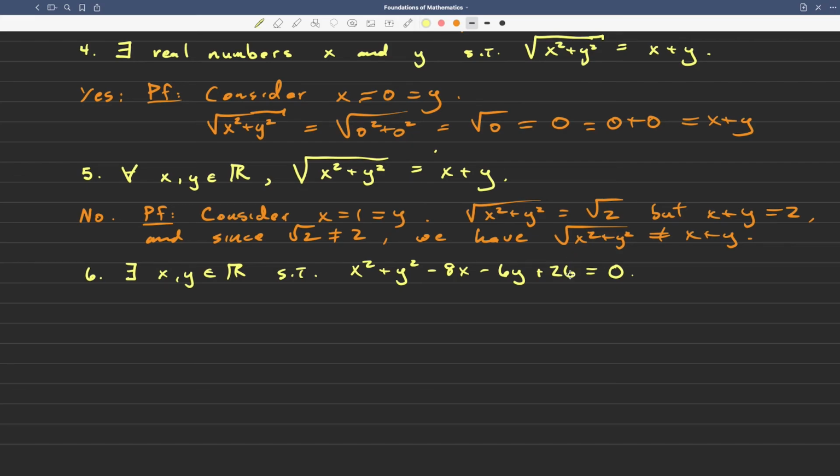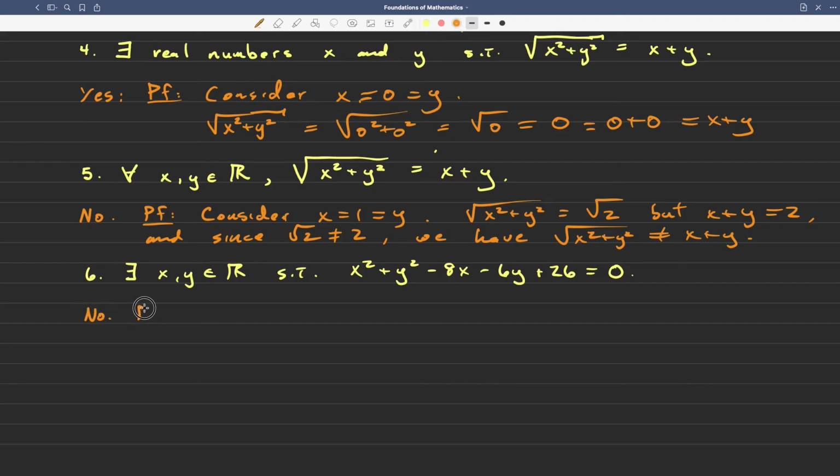This one's a bit tricky, so the question is, does there exist a pair of numbers x and y, where x squared plus y squared minus 8x minus 6y plus 26 equals 0? Well, it's tricky, but you may remember from previous algebra classes that you can do this process of completing the square. When you see equations that look like this, you may recognize that it has the general form of the equation of a circle. So let's do this completing the square business, and we'll see that, yeah, it doesn't work.